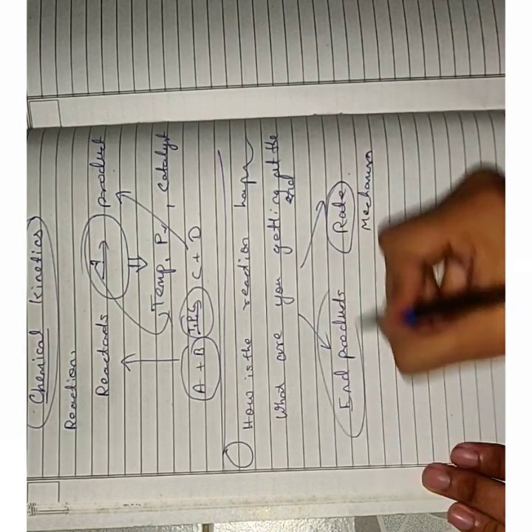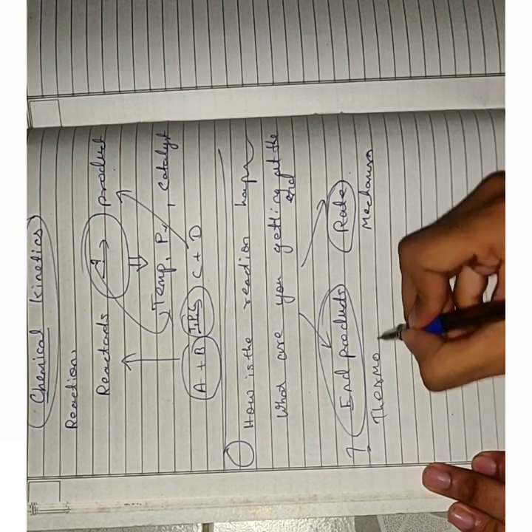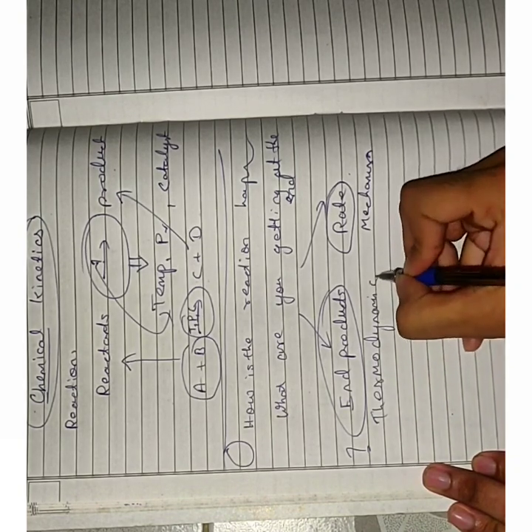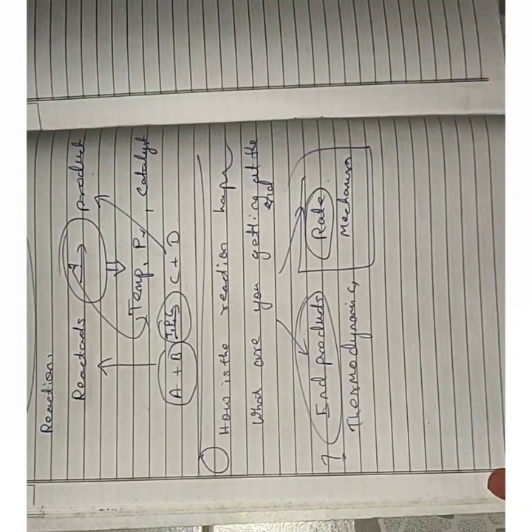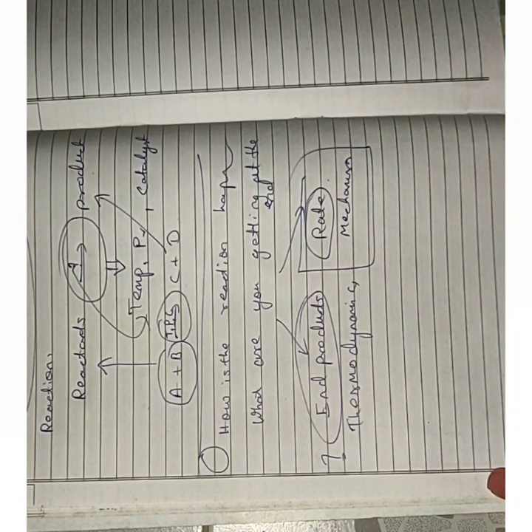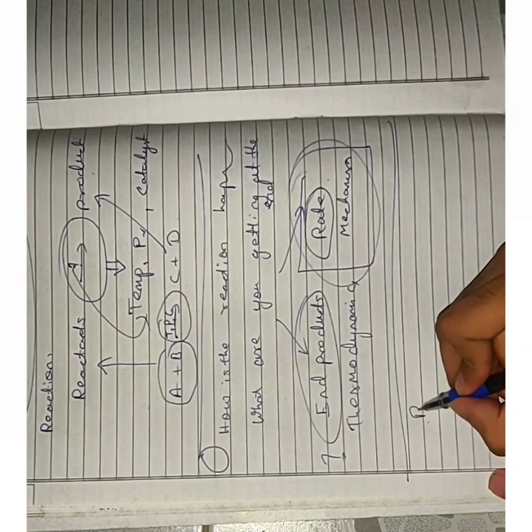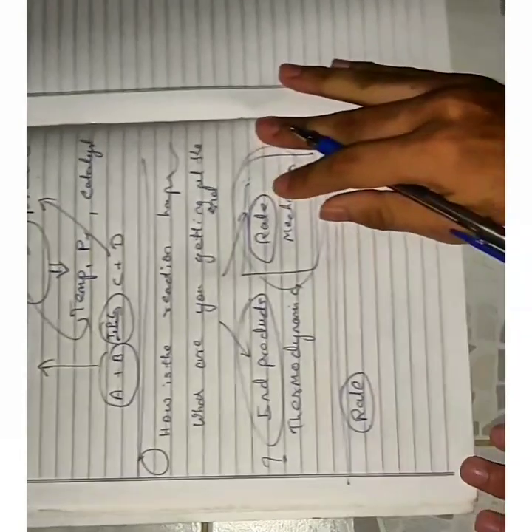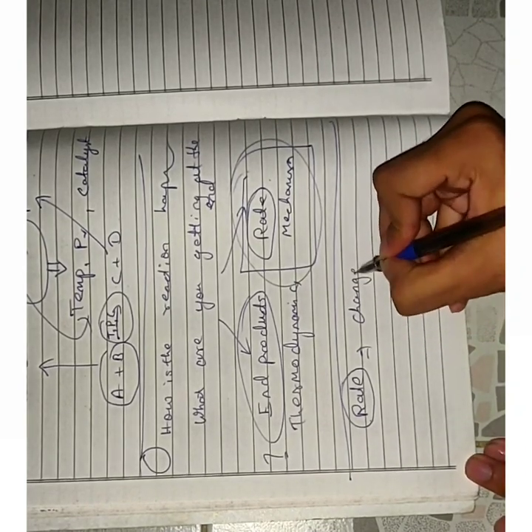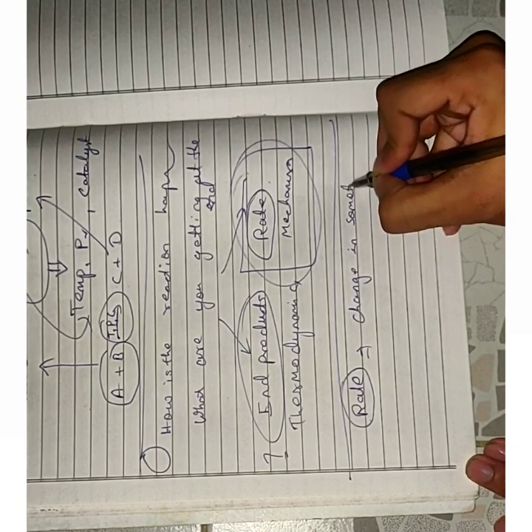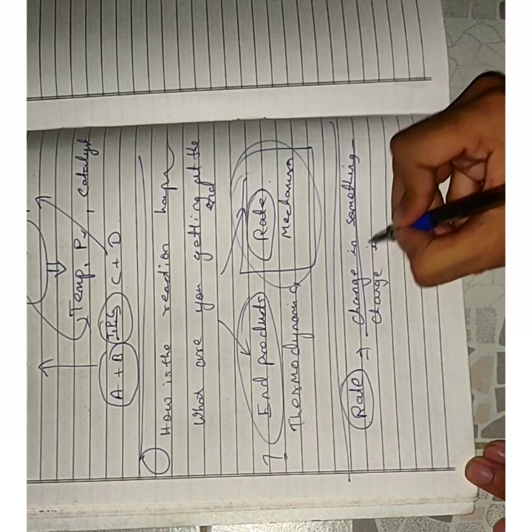Now, if I consider only the end product, that is what I am getting, I will be studying that part in thermodynamics. As of now, in chemical kinetics, we study the rate of the reaction, that is the mechanism of how the reaction is taking place. To know the rate mechanism, first we should know what is rate. In layman's language, rate means change in something with respect to change in time.